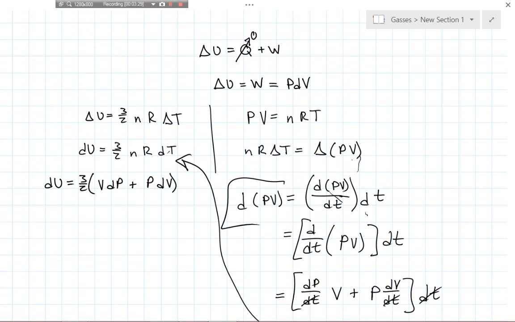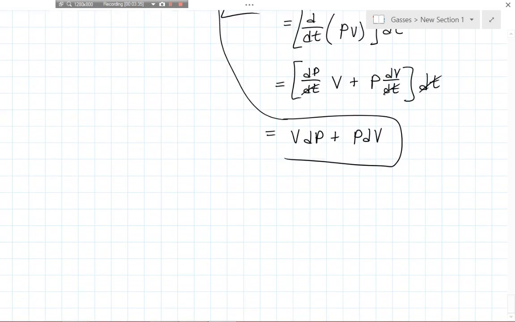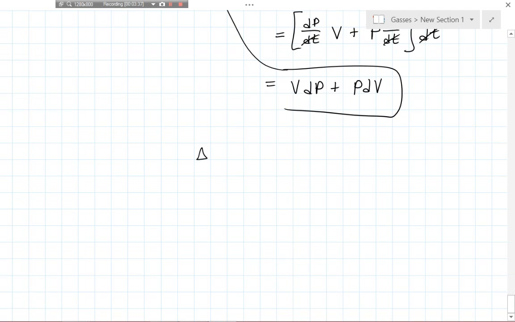And then finally, I can use this and relate it to a differential change in work. So we have that the change in the internal energy is equal to the work. So if I have a differential change in the internal energy, this is going to be equal to the differential work that is being done, and that's equal to minus P dV. And this minus sign is here because when delta V is a positive number and the gas is expanding, the work that is being done is negative.